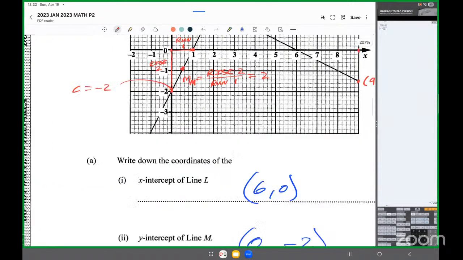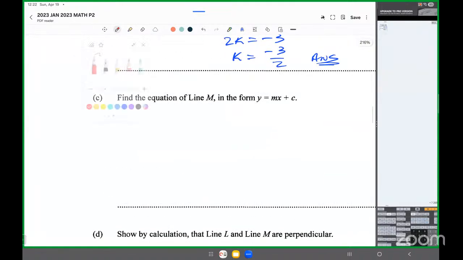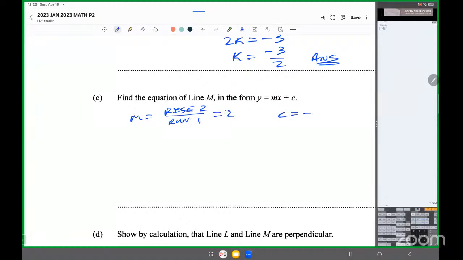So we're going to write that down here. The gradient is rise 2 over run 1, which is equal to 2. And the C is negative 2. Therefore, the equation is y equals the M is 2 times x, that's 2x, and the plus C is negative 2, so we're just going to write minus 2. That's the answer. y equals 2x minus 2.